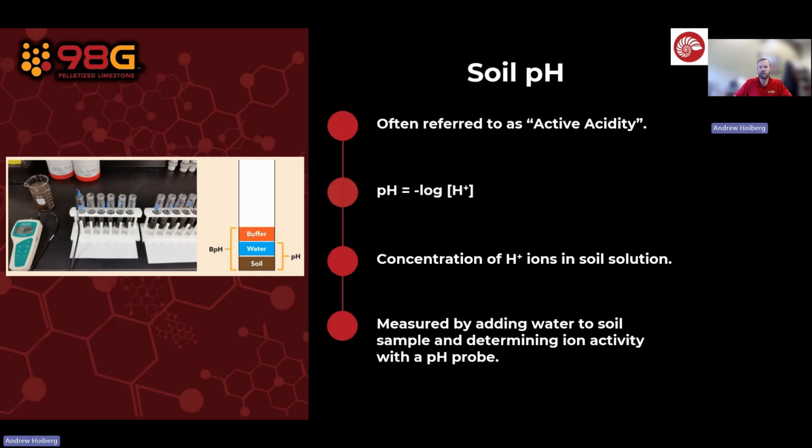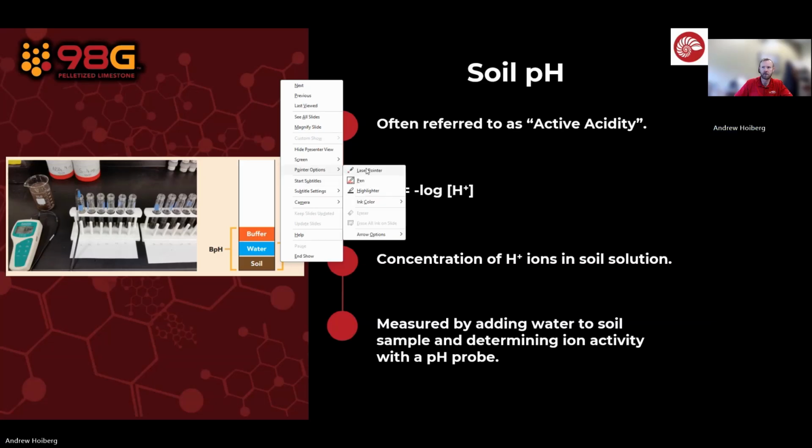So right here, you can see that the water and the soil are the two things that are going to get mixed together first, and then a probe is put into that after it's agitated for a certain amount of time, and then that is going to be what shows you your soil pH value.